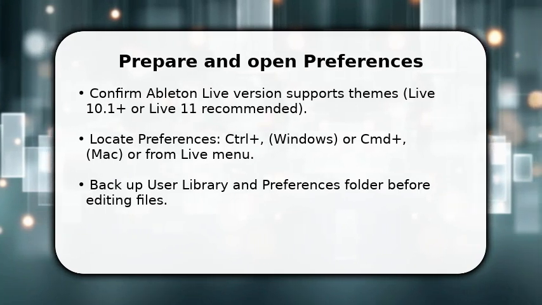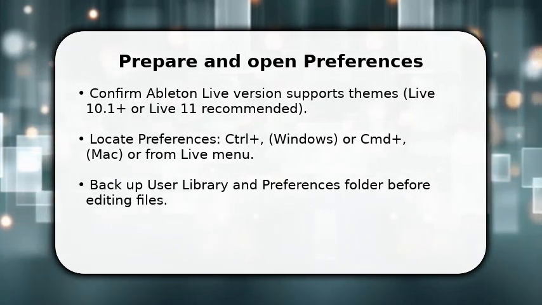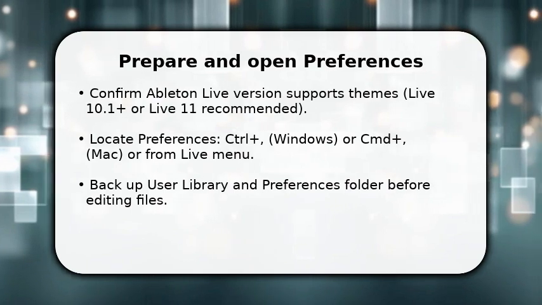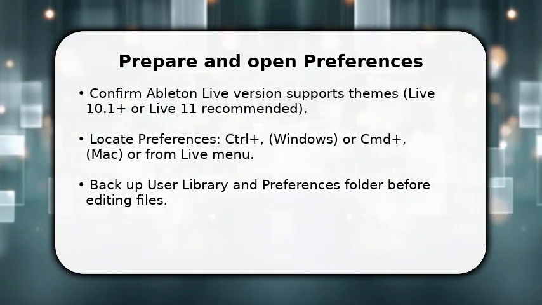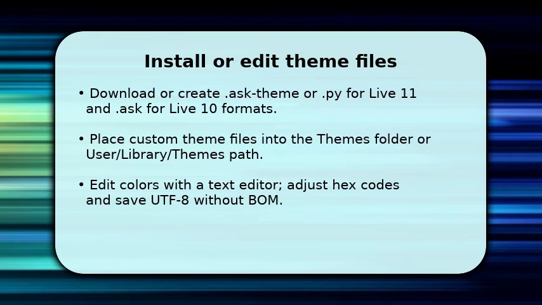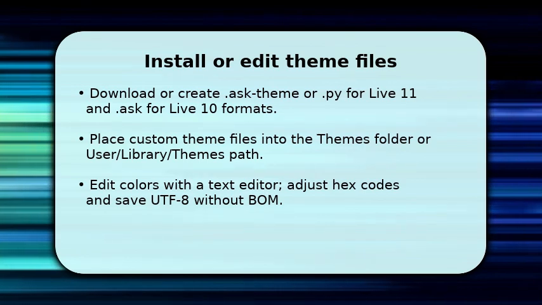While Live is closed, locate the Preferences.cfg and the Themes folder in the Installation or User library, so you're ready for the next step. Now you'll install or modify the theme files directly. If you downloaded a theme, copy the .ask theme file for Live 11 or the .ask file for Live 10 into the Themes directory inside the Ableton or User library.